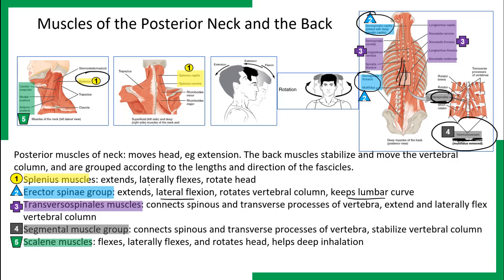And then you've got the transversospinalis. So again, this refers to the processes. So the transversospinalis connects the spinous and the transverse processes of each of the vertebrae. So basically, the muscle runs at an angle. You've got the segmental muscle group that I talked to you about, and then you've got the scalene muscles here as well, right? So you can see just by the location what it actually does.